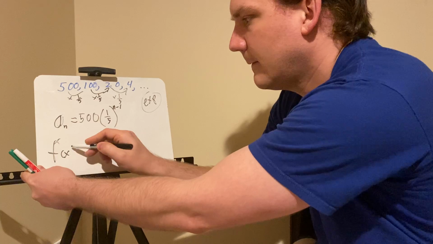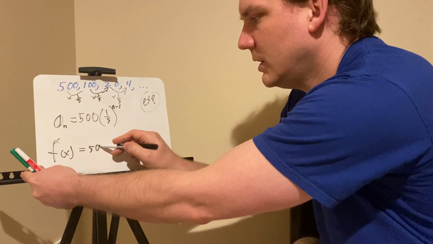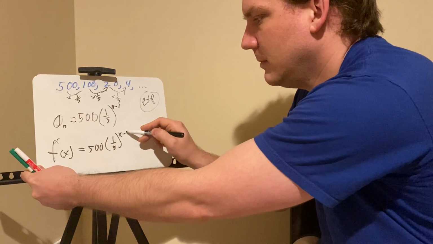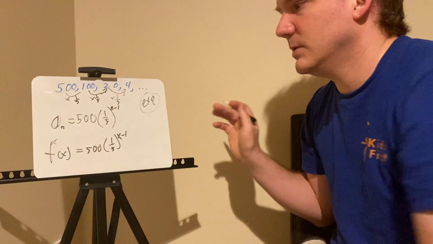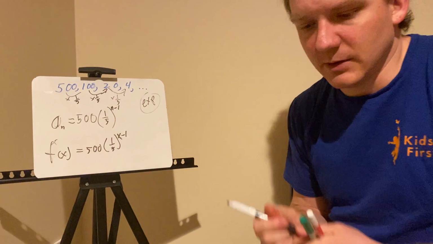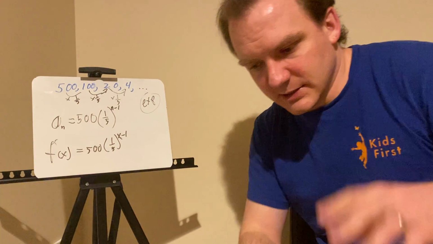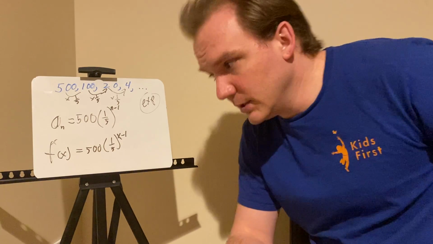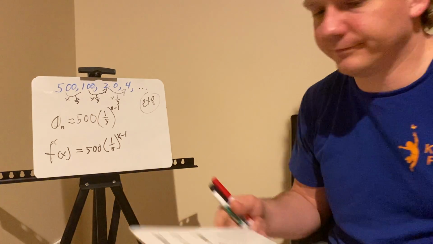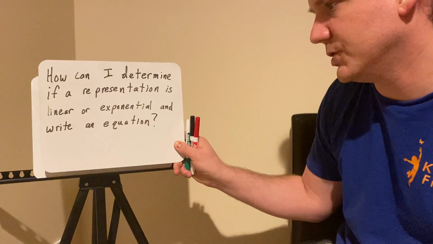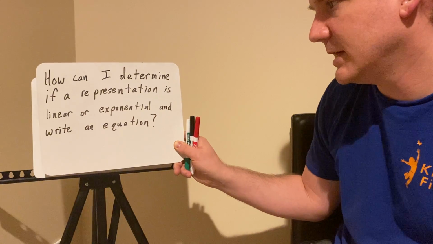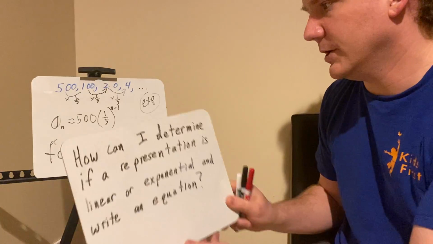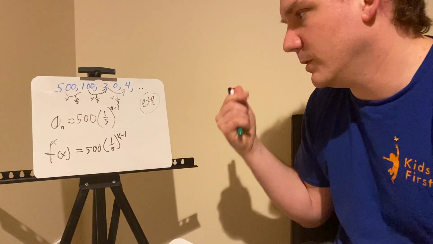I could write this in terms of x, like a function. F of x equals 500 times 1/5 to the x minus 1. So I could write that as an exponential function as well. So if I'm just given a sequence, I would use my arithmetic or geometric sequences. If I'm given a table, I would try and convert it back into a function. But again, we're looking at how can I determine if a representation, like tables or sequences, is linear or exponential, and write an equation. And that is an equation we can write.